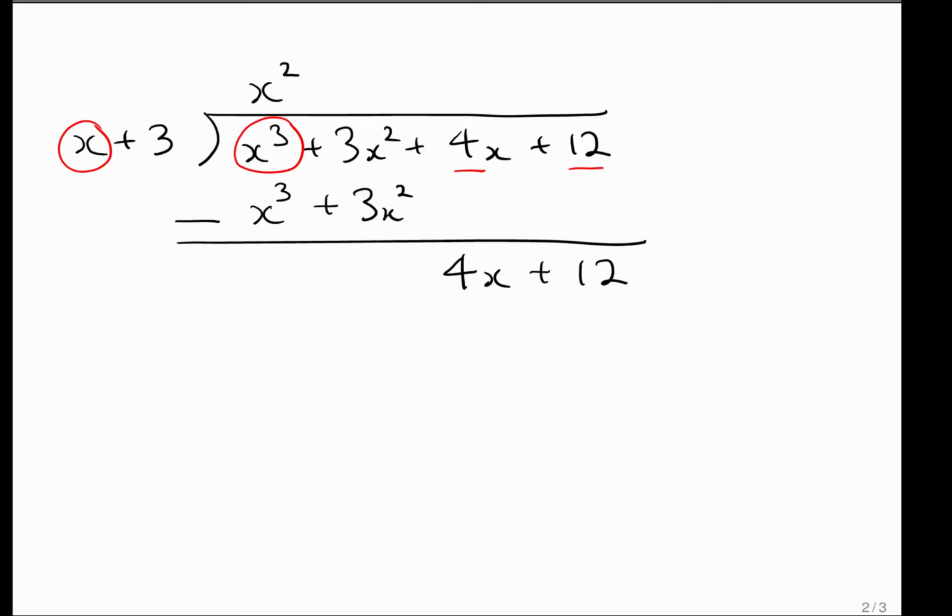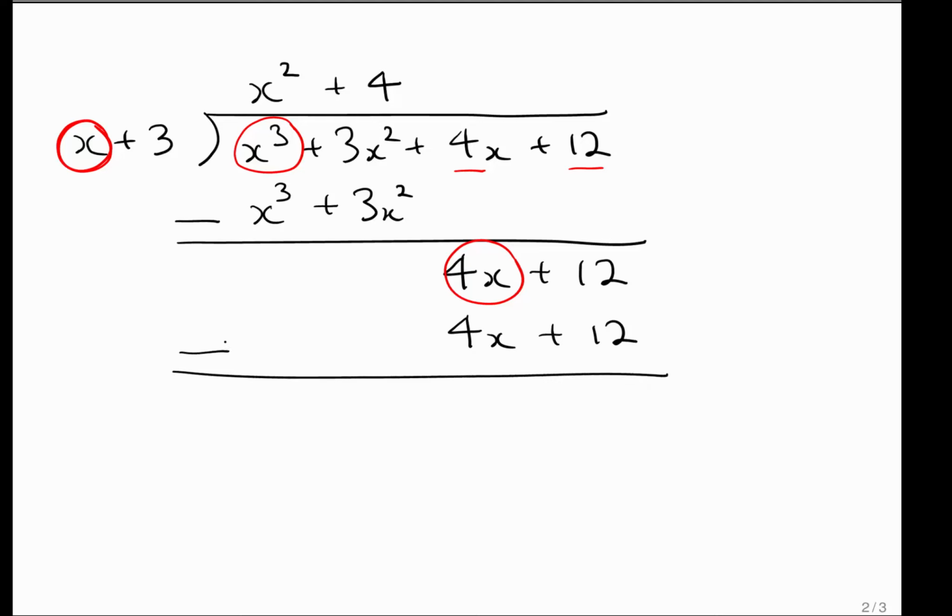We now iterate the above procedure again in another cycle. So leading term divided by leading term is going to be 4. And this 4 is going to have a term multiplying everything in the divisor. So 4 times x is going to be 4x, and 4 times 3 is going to be 12. And now we subtract the terms. 4x minus 4x is nothing, and 12 minus 12 is also 0.